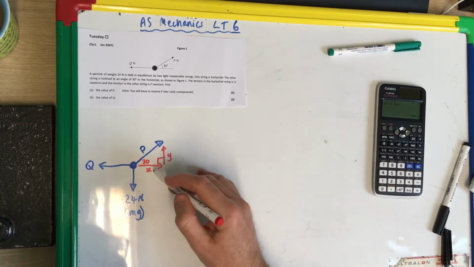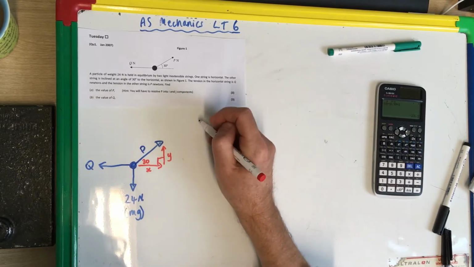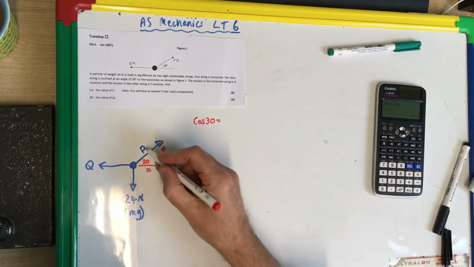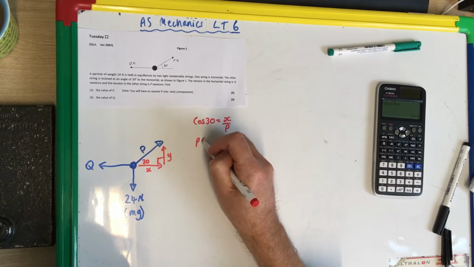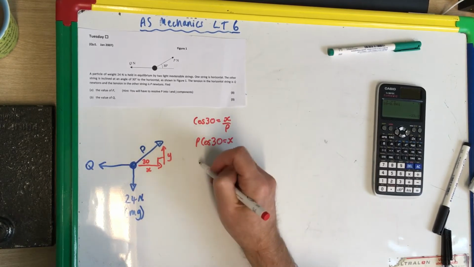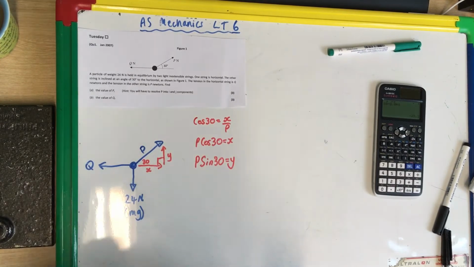That we resolve this by simple basic trigonometry from GCSE, and that is that the cos of 30 degrees is the adjacent over the hypotenuse, which is x over p. So p cos 30 is equal to x, and likewise there, I'm going to do that quicker, p sine 30 is going to be equal to y.